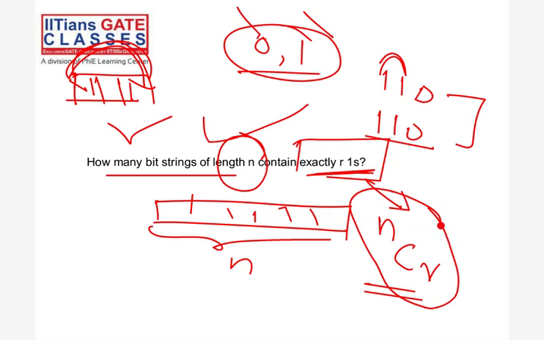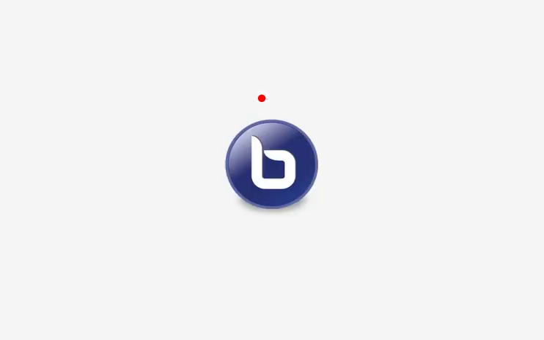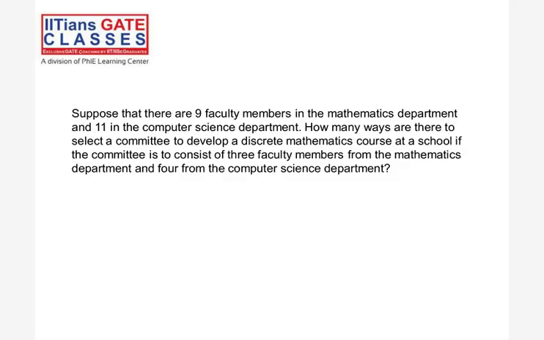So you can see, once we select r positions from these n positions, after that we do not have to do anything, because we can put ones there, and in the remaining positions we can put zeros. So this is the number of ways we can make n length strings with exactly r ones. This is again an example of combination. Whenever order does not matter, just think of combinations, and whenever order matters, then think of permutations.